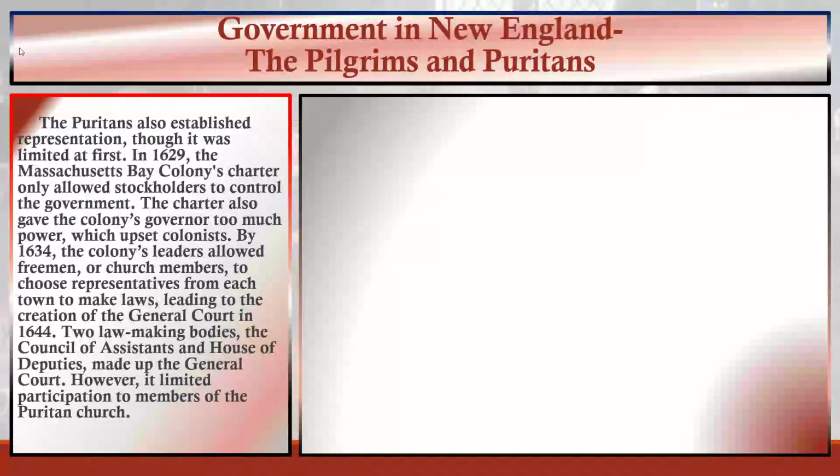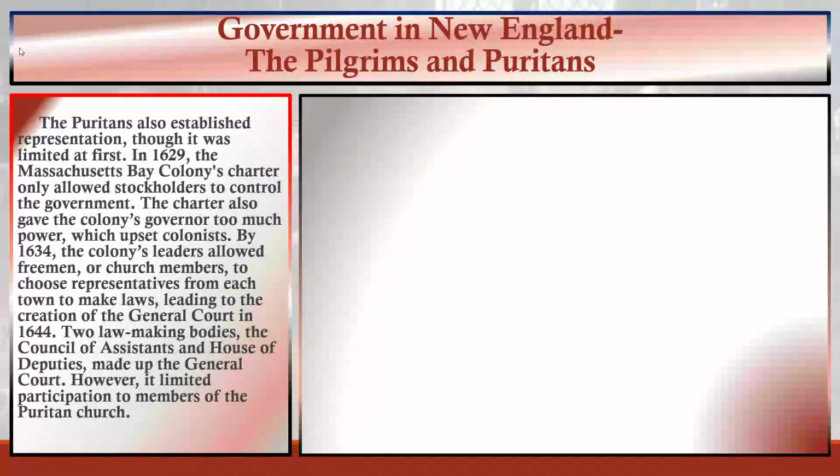Two law-making bodies, the Council of Assistants and the House of Deputies, made up the General Court. However, it limited participation to members of the Puritan Church. So that's interesting. I see a problem and solution here when I'm reading this. And the problem was the governor had too much power. And we know how the English feel about this. I mean, we're not to the Bill of Rights yet. We're not to the Glorious Revolution yet.